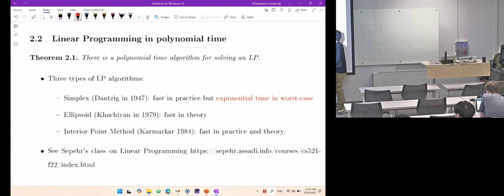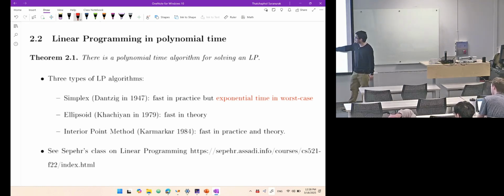And there was a practical algorithm called simplex discovered a long time ago. It's really fast in practice, but actually can be slow in the worst case. But it's used a lot in practice. Now there is another algorithm called ellipsoid, and then the interior point method. This one is fast in practice and also polynomial time in theory as well.